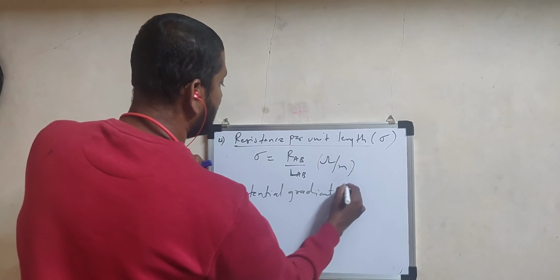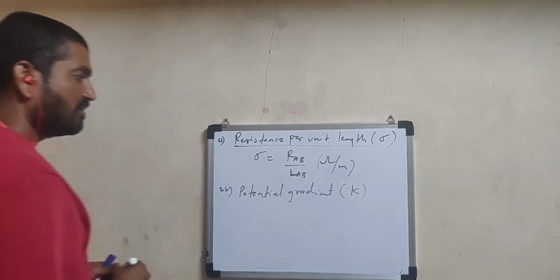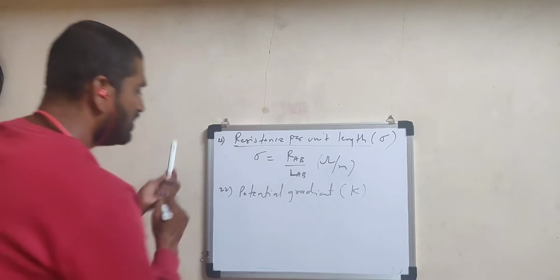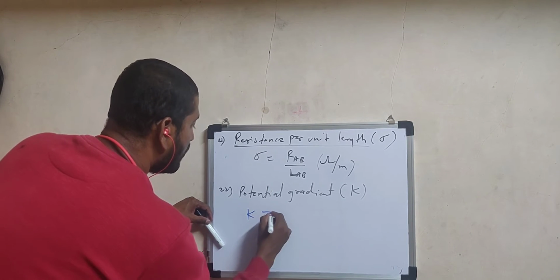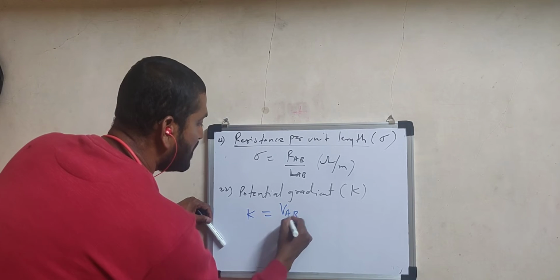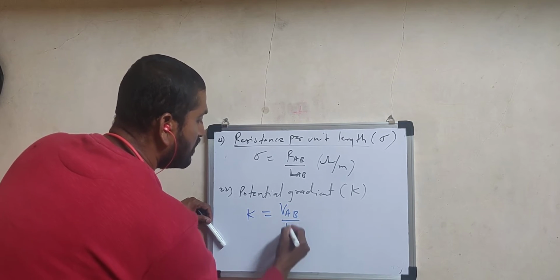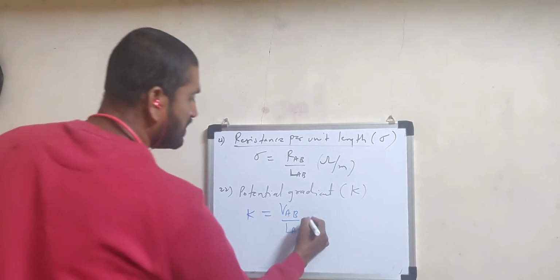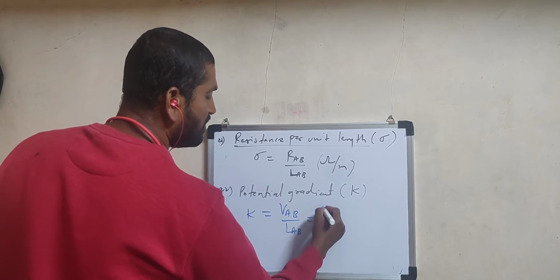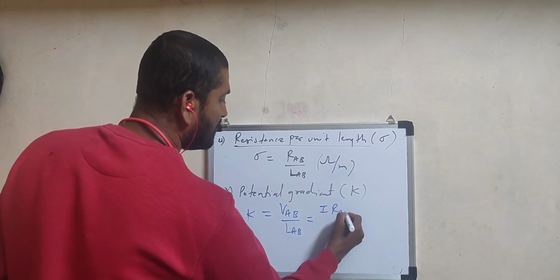So potential gradient is generally denoted with the symbol K. What is the formula for potential gradient? It is defined as the fall of potential per unit length, means V_AB upon L_AB. Drop of voltage divided by length. Now V_AB upon L_AB, here V_AB is nothing but current into resistance R_AB.